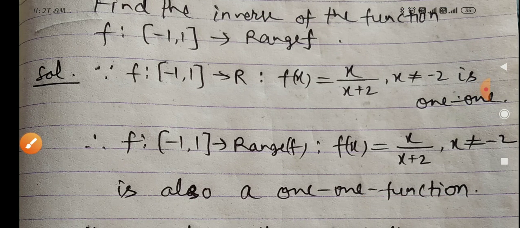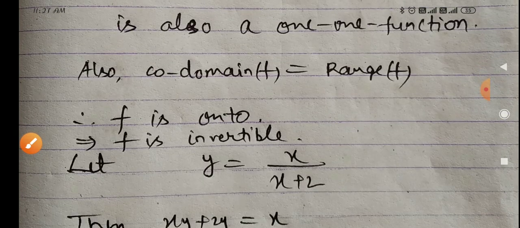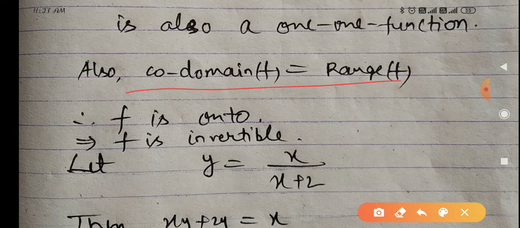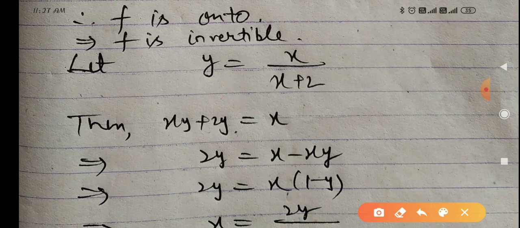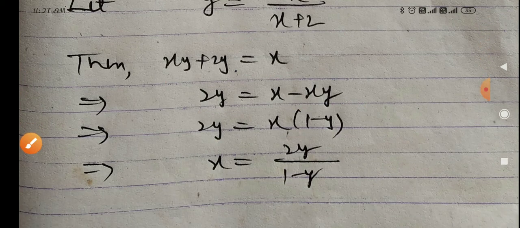So that's why I have written here codomain equals range. So f is onto, f is one-one, f is onto, so f is invertible. When f is invertible, you can take y equals f(x). So y equals x upon x plus 2, cross multiply: xy plus 2y equals x, 2y equals x minus xy, 2y equals x into (1 minus y).